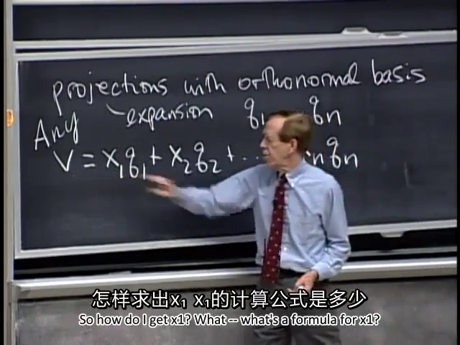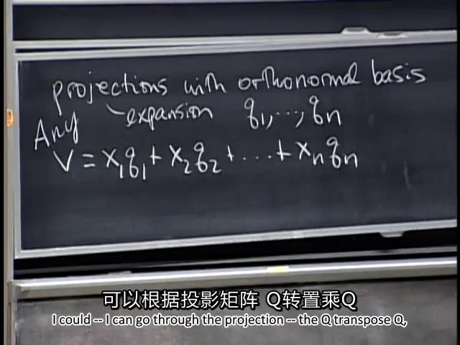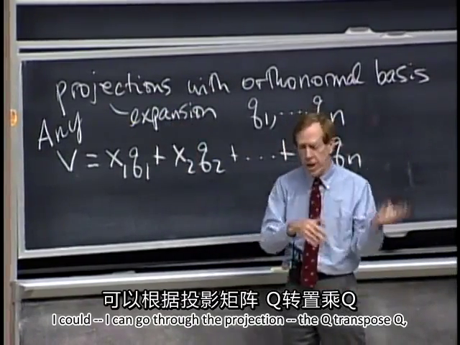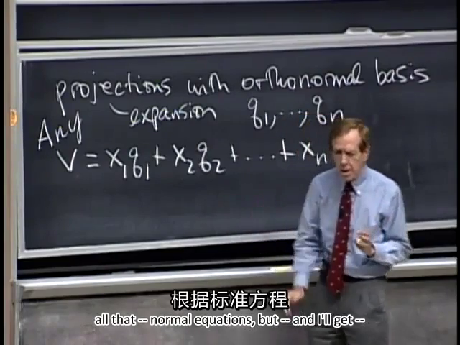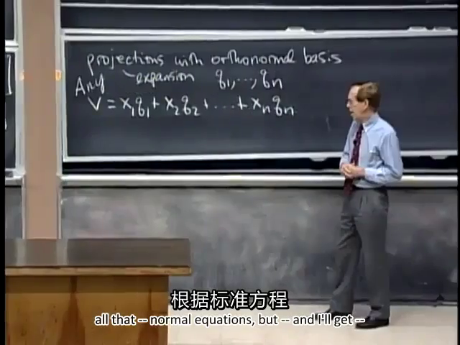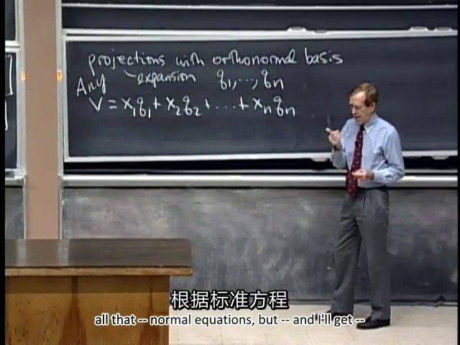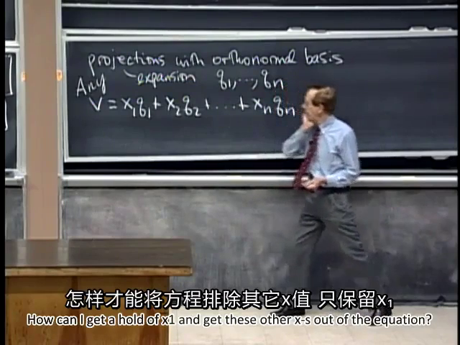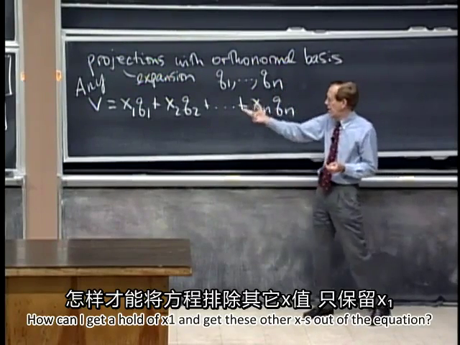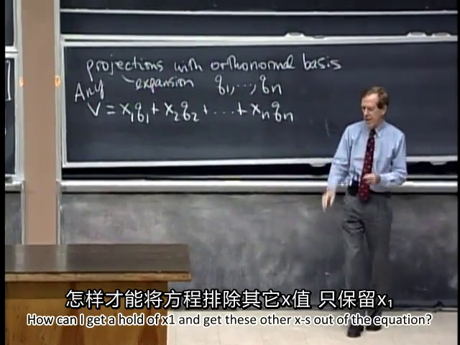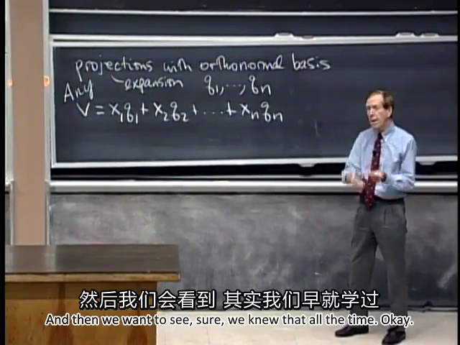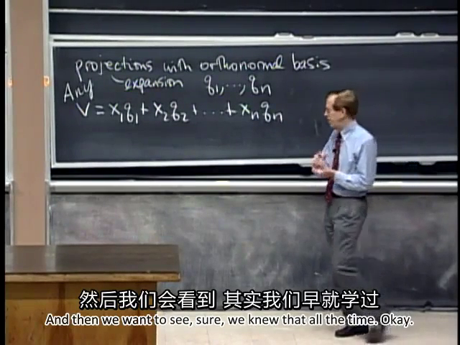So how do I get x1? What's a formula for x1? I can go through the projection, the Q transpose Q, all that normal equations, and I'll come out with this nice answer that I think I can see right away. How can I get a hold of x1 and get these other x's out of the equation? So how can I get a nice, simple formula for x1? And then we want to see, sure, we knew that all the time.